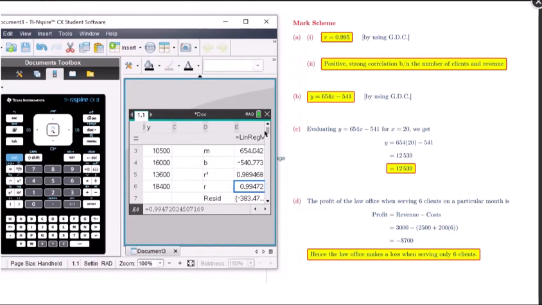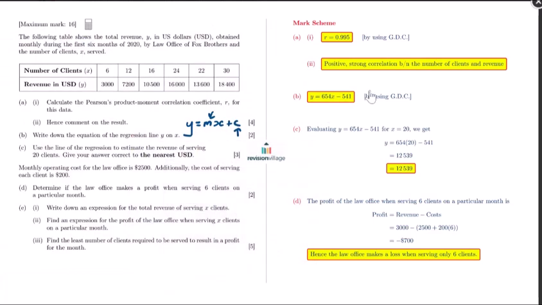If you're not sure how I got this screen, it's a linear regression stat calculation. I recommend going back and watching part A. But now we have an m value of 654. So you can see here y equals 654x. The calculator has it as mx plus b, whereas most textbooks have mx plus c. Same thing, b and c, it's just the constant at the end. Negative 540.77, so rounded to three significant figures will be negative 541. And there we have it. There is our line of regression equation, y on x.